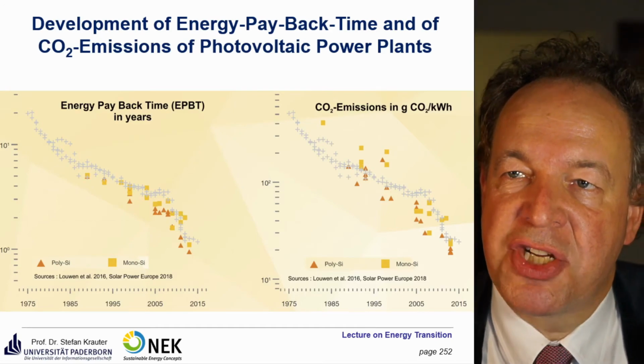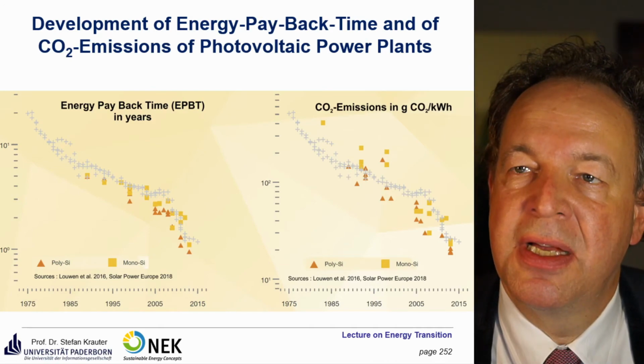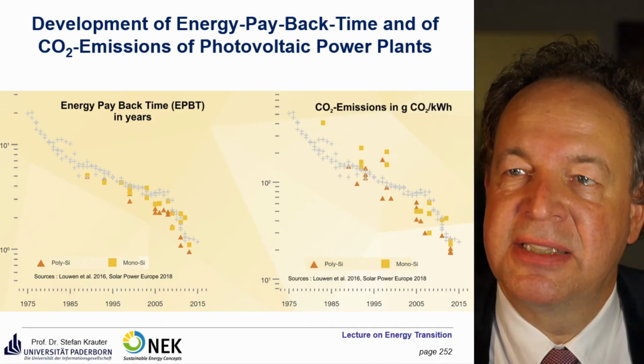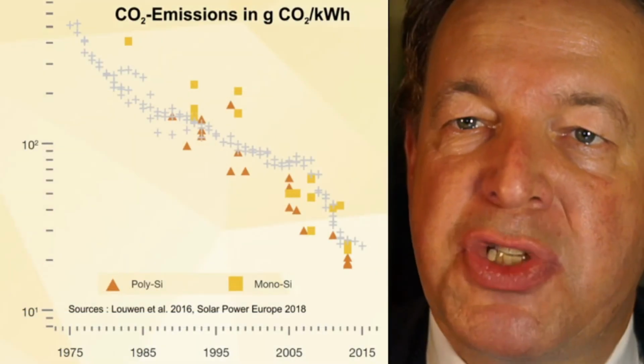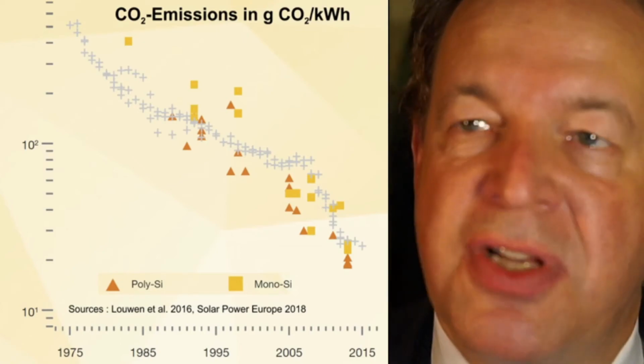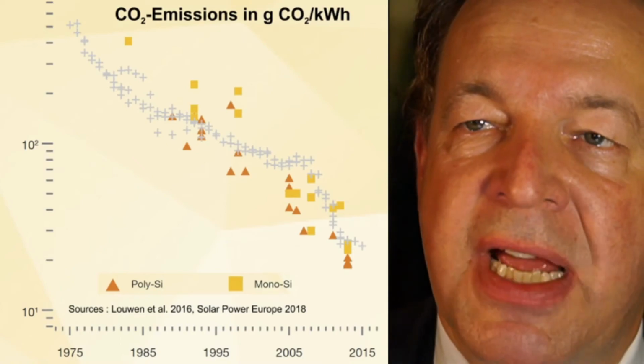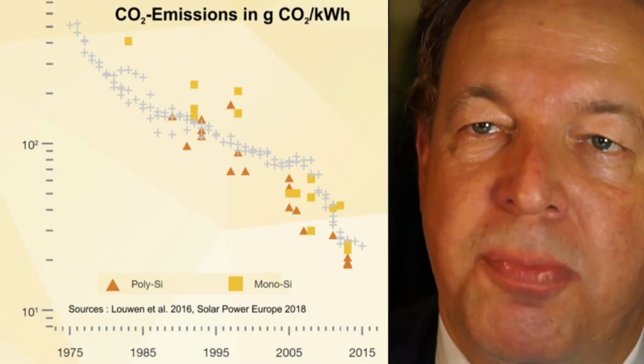Sometimes you hear in the discussions, yes, you need a lot of energy to produce modules, and so the effect for carbon dioxide reduction is very low. Yes, this was true in the 70s and 80s because the production of the solar cell was quite expensive and you needed a lot of materials. But nowadays production has been very much optimized.